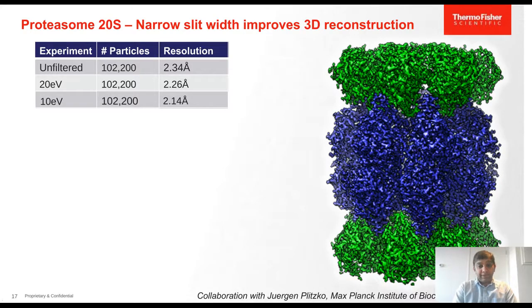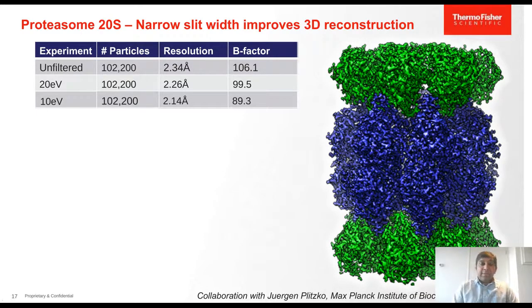If we look at the B factors, then we can see that yes, there is definitely a big change going on from unfiltered versus filtered. Now, all this data was collected on exactly the same grid, keeping as many parameters the same as we possibly can. And it was also collected consecutively within 1.5 days. Each of these data sets took about 12 hours. It was running at about 250 movies per hour using ARFIS. So we try to keep as many things the same as possible and still can obtain such high resolution structures.